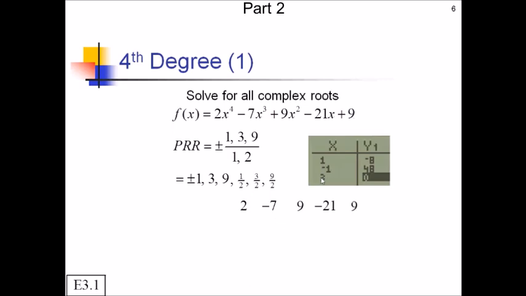Box number of 3. Bring down that 2. Times 3 is 6. Plus negative 7 is negative 1. Times 3 is negative 3. Plus 9 is 6. Times 3 is 18. Plus negative 21 is negative 3. Times 3 is negative 9, and of course, plus 9 is 0. So we have the factor x minus 3, and then we have 2x cubed minus x squared plus 6x minus 3.